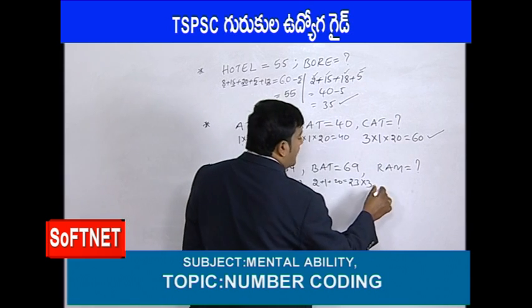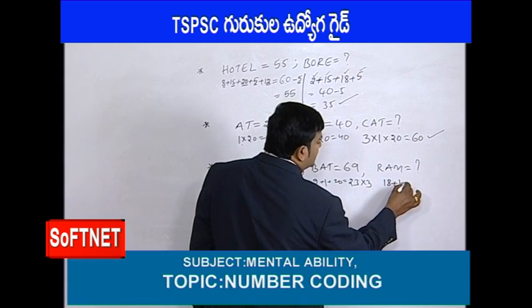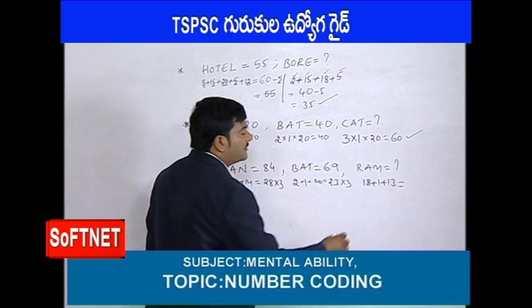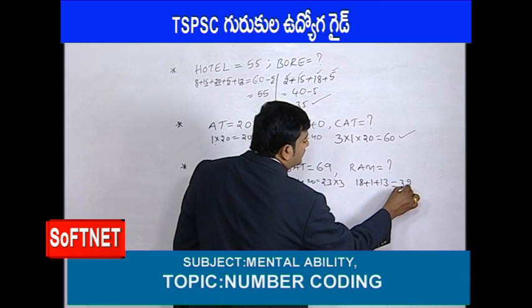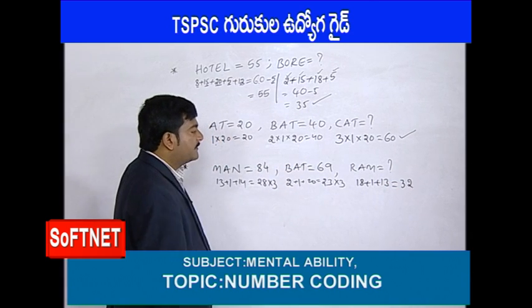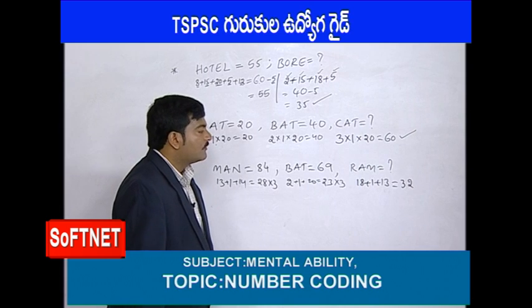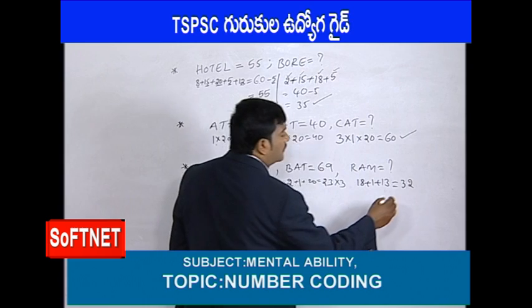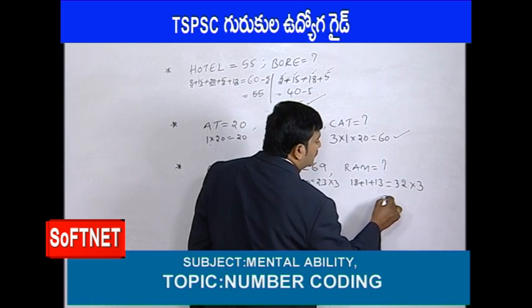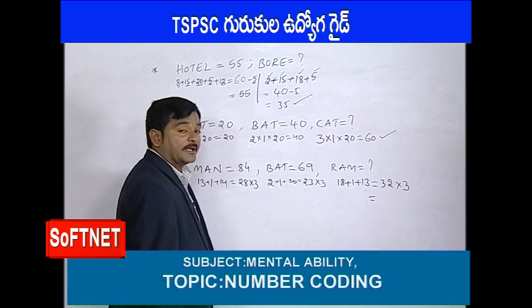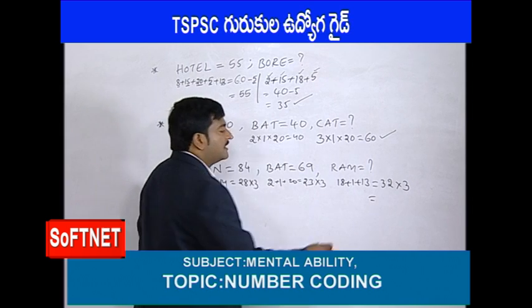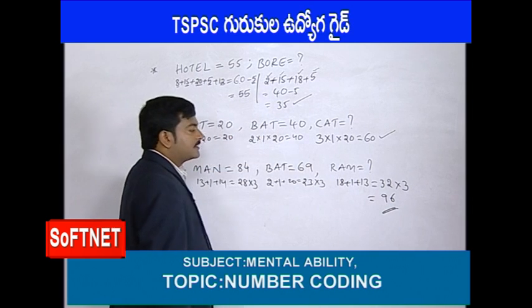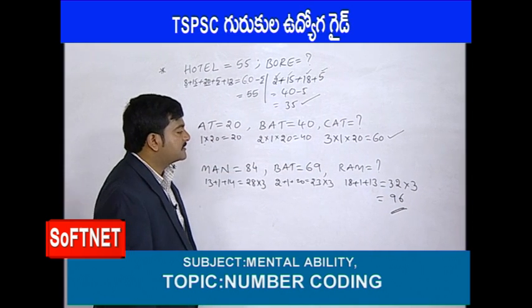RAM అన్నాడు. RAM means what? 18 plus 1 plus 13. 13 plus 1, 14. 14 plus 18, how much am I getting? 32. Now after getting this number, what do I have to do? Multiply this 32 with 3. 30 threes are 90, 2 threes are 6. 90 plus 6, how much am I getting? 96. Hence the answer for the given word RAM is 96.